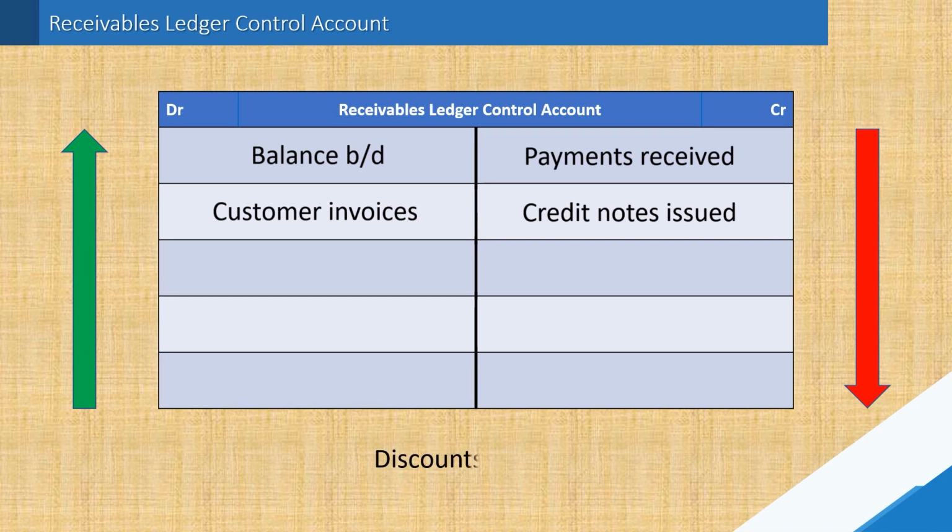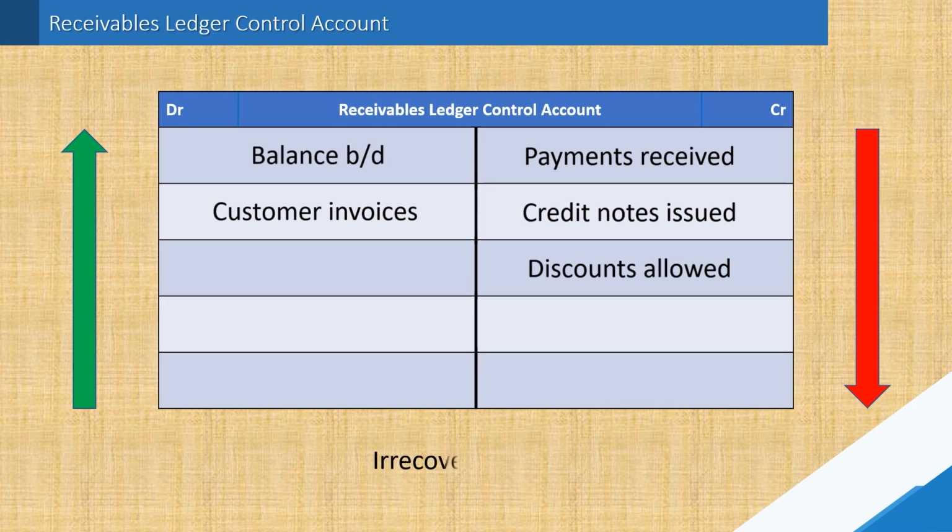Now, discounts allowed. The business may offer its customers a prompt payment discount, and if the customer pays early, it will allow them to reduce what they owe. And we've seen that anything which reduces what customers owe will appear on the credit side of the account.